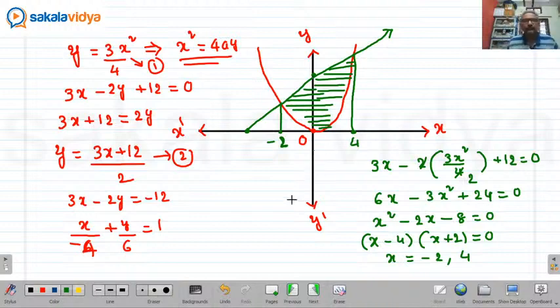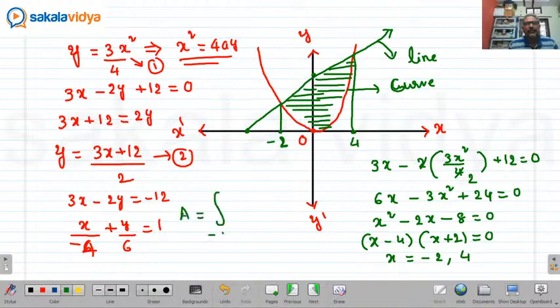Okay, next, this is the line from minus 2 to 4. This is the line, and this is the curve. The area is given by the integral from minus 2 to 4 of line minus curve, dx. So let us do it now.